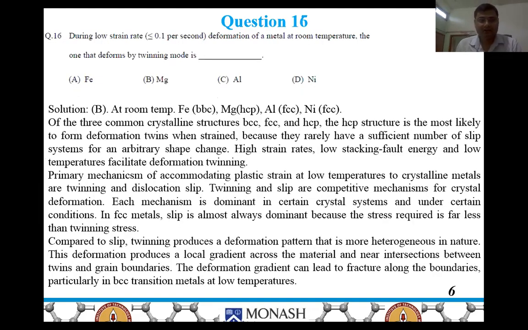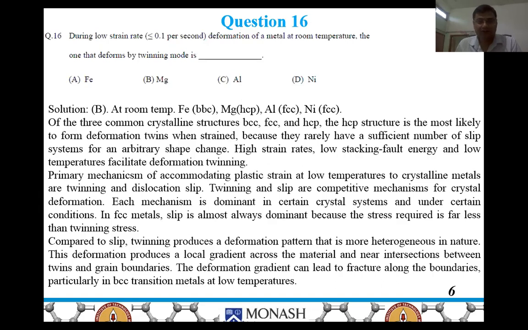During low strain rate, less than 0.1 per second, deformation of a metal at room temperature. The one that deforms by twinning mode is Fe, Mg, Al, or Ni. So we have to choose out of these four metals. At room temperature, Fe has BCC structure, Mg has HCP structure, aluminum has FCC structure, and nickel has FCC structure.